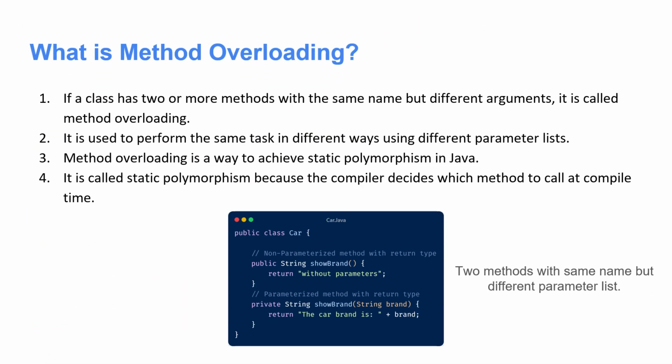What is method overloading? Method overloading means having multiple methods in the same class with the same name but different parameters. It lets you perform the same task in different ways, like printing different types of values or initializing with different data. This is an example of static polymorphism in Java, where the compiler decides which method to call at compile time based on the method signature. It's a powerful way to keep your code clean, readable, and flexible.